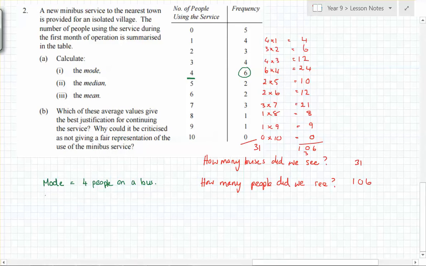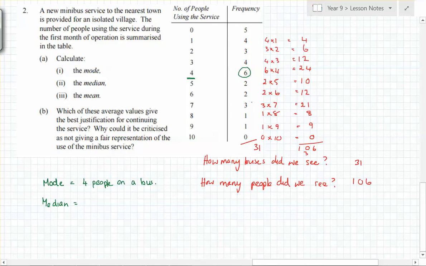Now, what about the median? 3, you think? Why 3? Right, because we put the frequency in order. We work together. But what do you mean by put the frequency in order? Well, the numbers are in order, so 0, 1, 1, 2, 2, 3. Why would you do that?